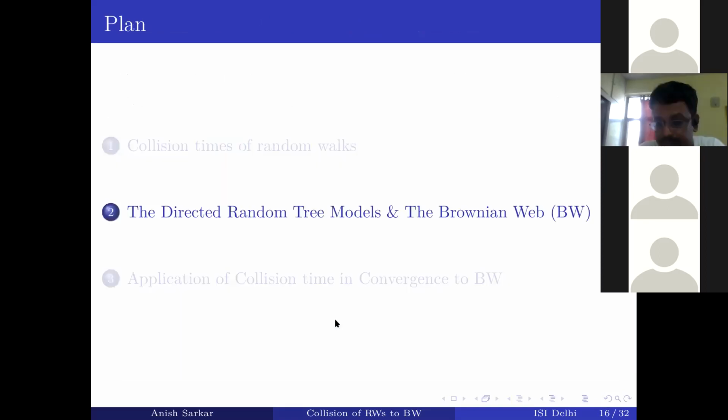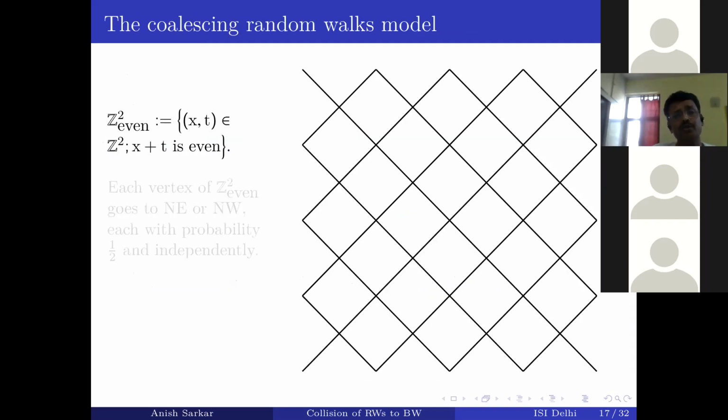Okay. So now I will go to the directed random tree and the Brownian web part, and this I will do essentially with pictures. We start with a lattice, an oriented lattice, what is always called Z2 even.